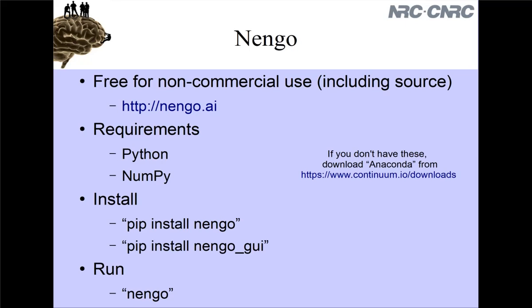If you want to follow along, and you already have Python installed on your computer and are familiar with Python, all you have to do is pip install Nengo and pip install Nengo GUI. Pip install Nengo gives you the core simulation system. Nengo GUI gives you the user interface that we'll be using. And then you can run that with the command nengo.